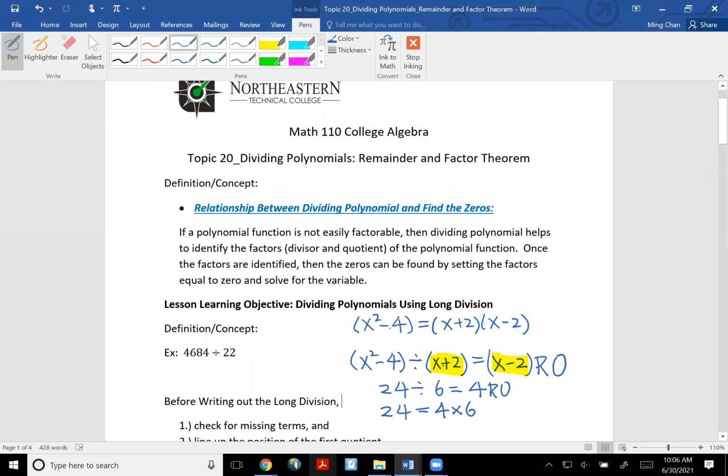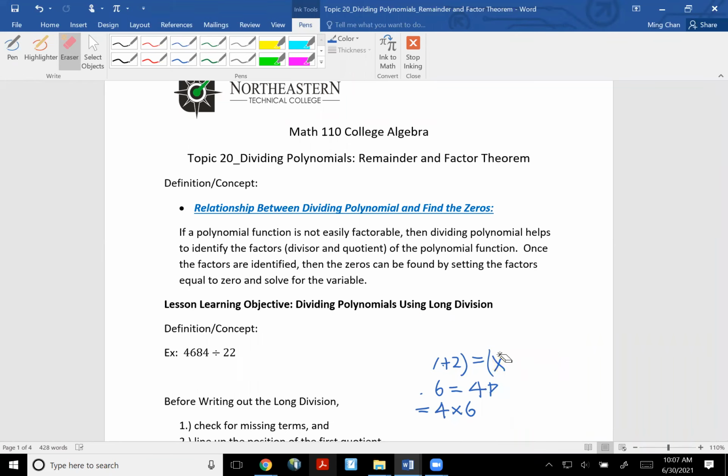That's the reason why we need to learn how to divide. The pure purpose of division is to help us see if the divisor can become a factor of that polynomial function. And how do we know that? Based on the remainder. That's why we're going to talk about the remainder theorem in a little bit. So let's go through the division.